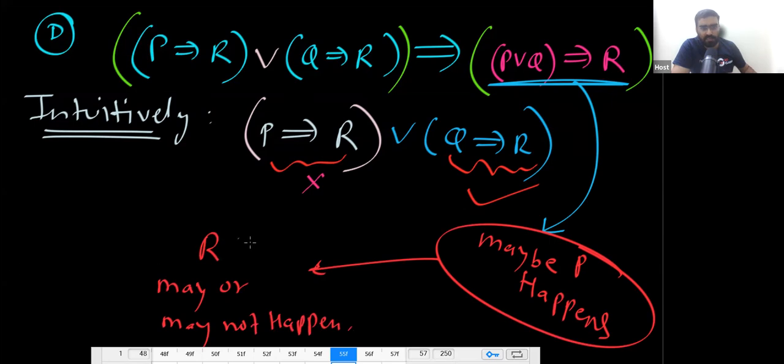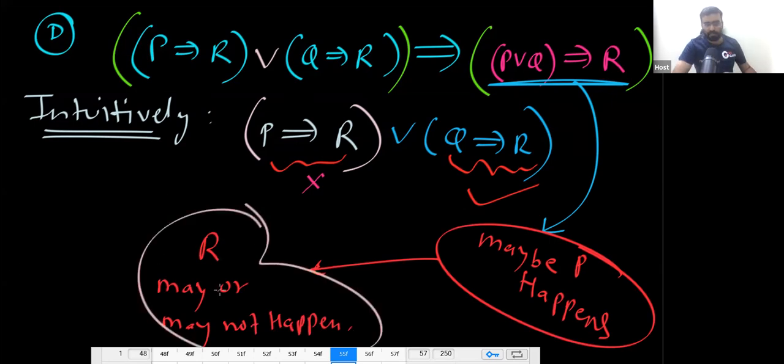Intuitively, you can solve like this. This is the intuition. Did you understand this intuition? Is there anyone here who understood this intuition? Please tell me. Intuition is very simple.